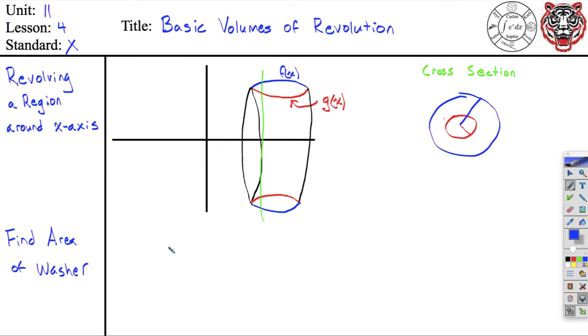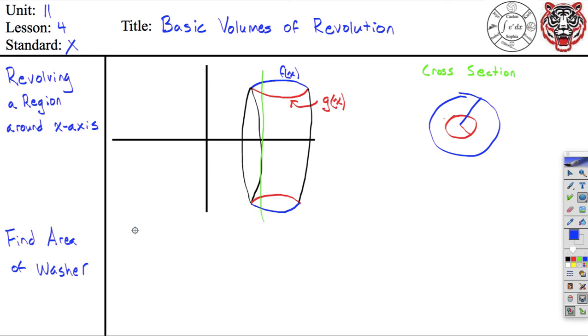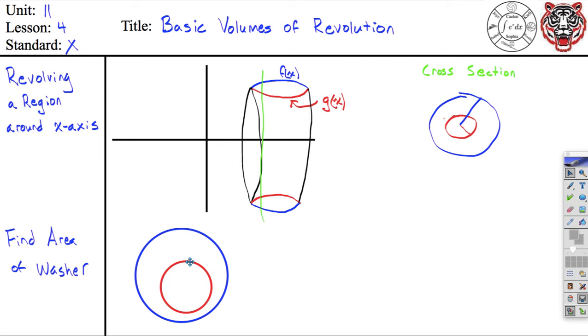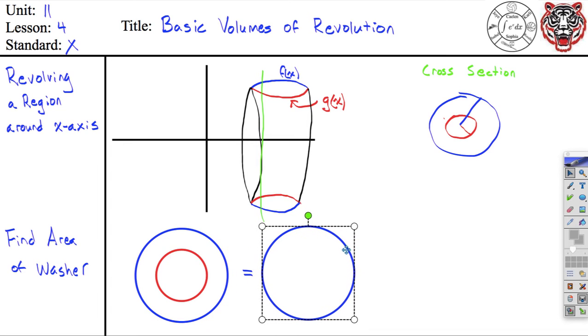So let's redraw that washer down here. I have technology. I can make a perfect washer. So we have the outside area here, and we have the inside circle here. I can draw that, and I'm going to move this so that they look better. Right about there. So we know that to find the area here, this is going to be equal to the area of that blue circle, and I can just copy paste. Having technology is lovely. I'm going to have the area of the blue circle, and I'm going to subtract the area of the red circle.